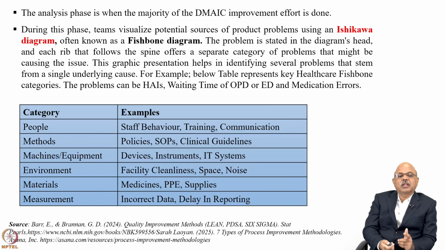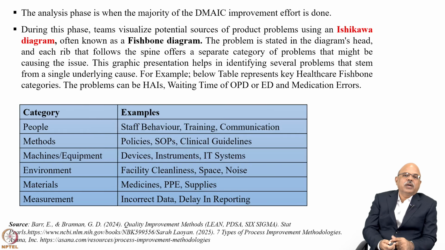The minor, thin bones of the fish can be the environment: facility cleanliness, space, or noise, which you sometimes identify as the external world, but it contributes to making the process problems. Materials comes as one of the thick bones, which can be medicines, personal protective equipment, or supplies, and a lot of other things, which makes material management a major problem in healthcare.